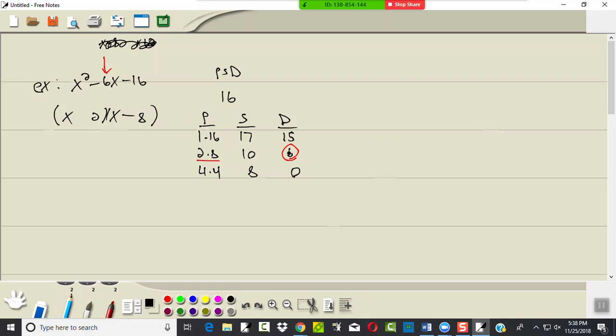Now, the number we circled is in the D column. D for different signs. It means one will be positive, one will be negative. Since the 8 was negative, then 2 has to be positive. And that's our answer. Let's take a look at another one.